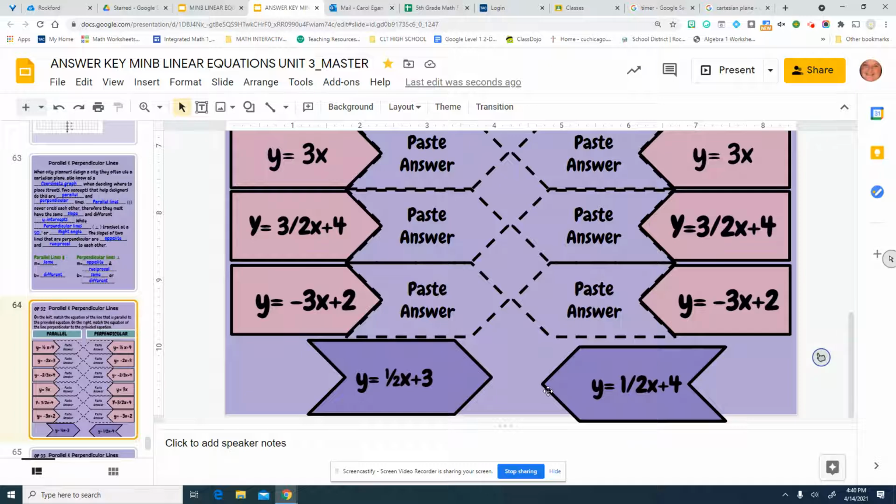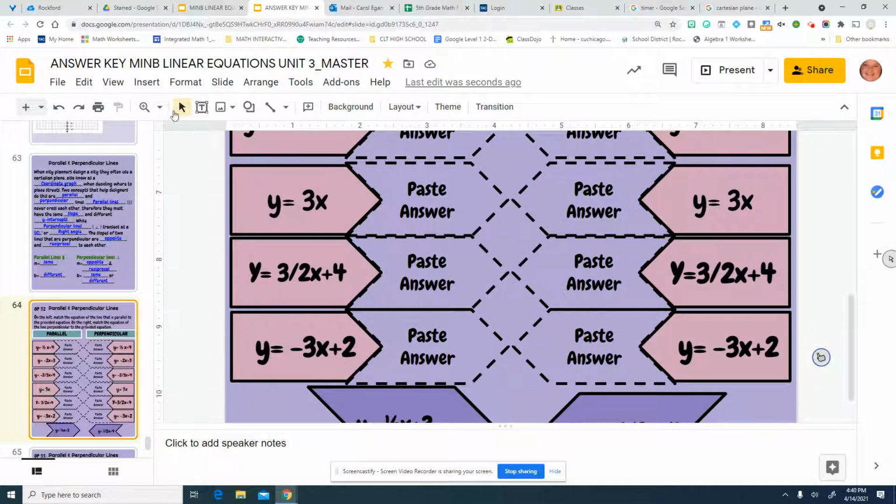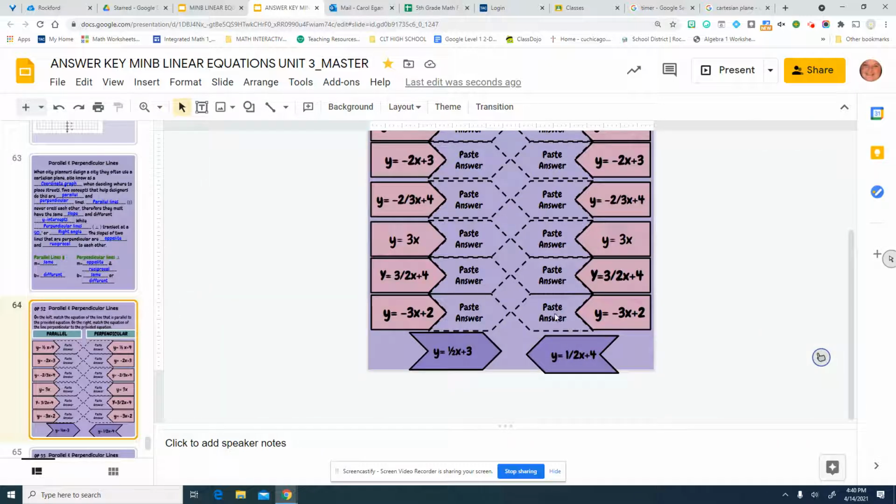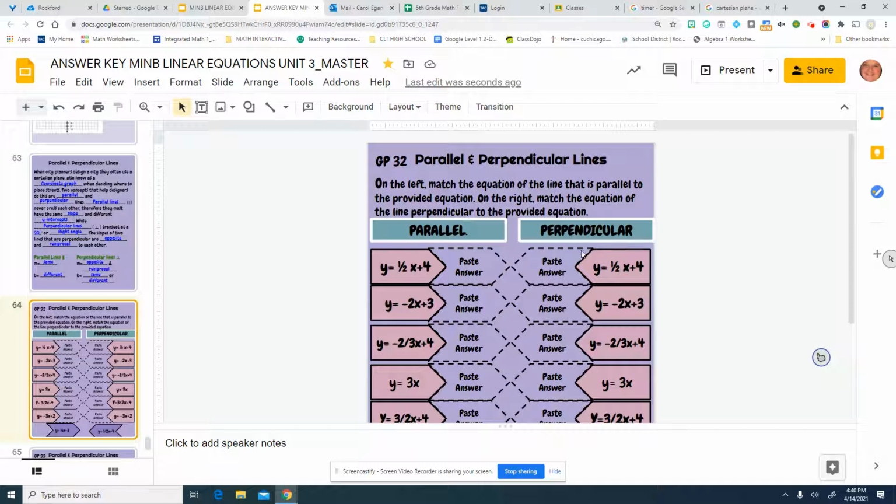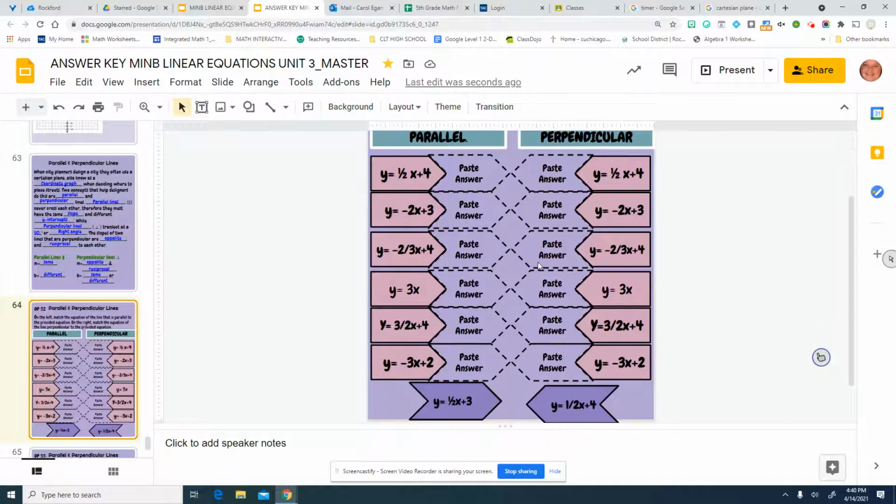So let's look at what you have to do. Change the size of this. So you have one side that's parallel, one side that's perpendicular. It says on the left, match the equation of the line that is parallel to the provided equation. On the right, match the equation of the line perpendicular. I'm sorry, on this one, match the line that is parallel to the provided equation. On the right, match the equation of the line perpendicular to the provided equation.